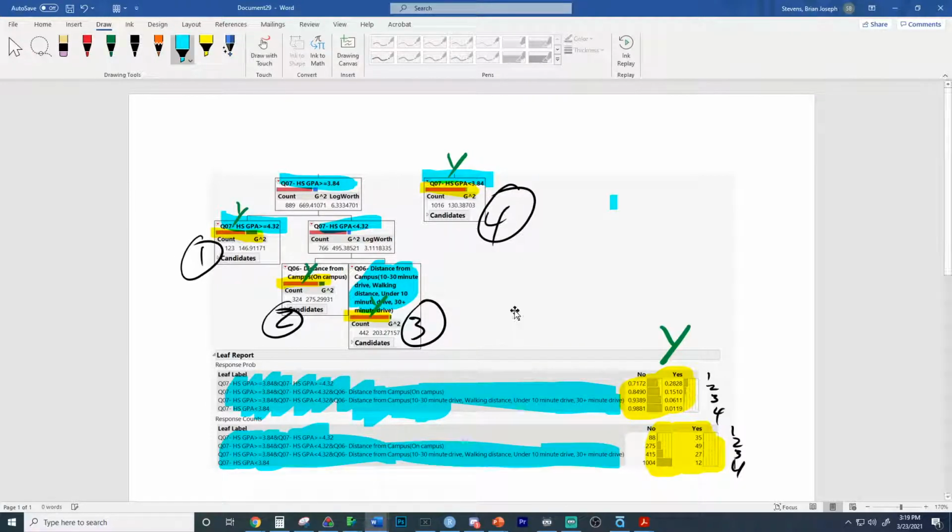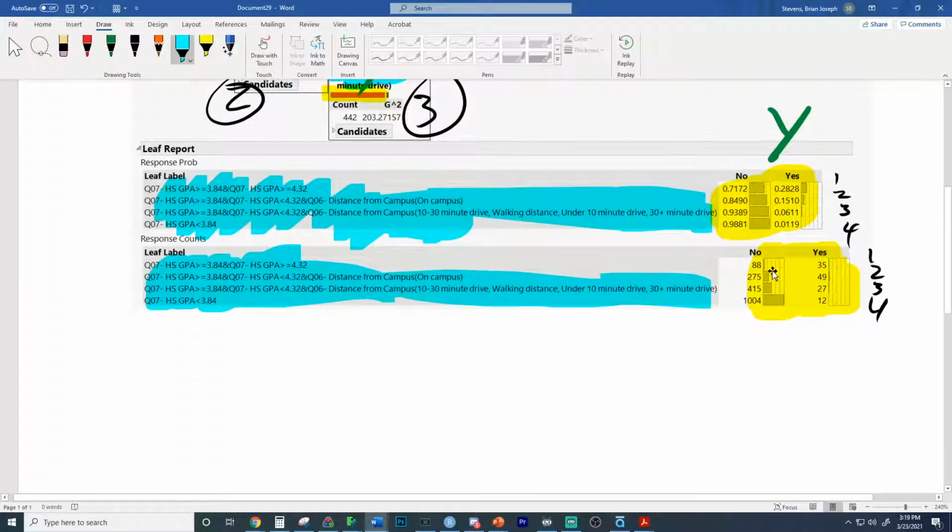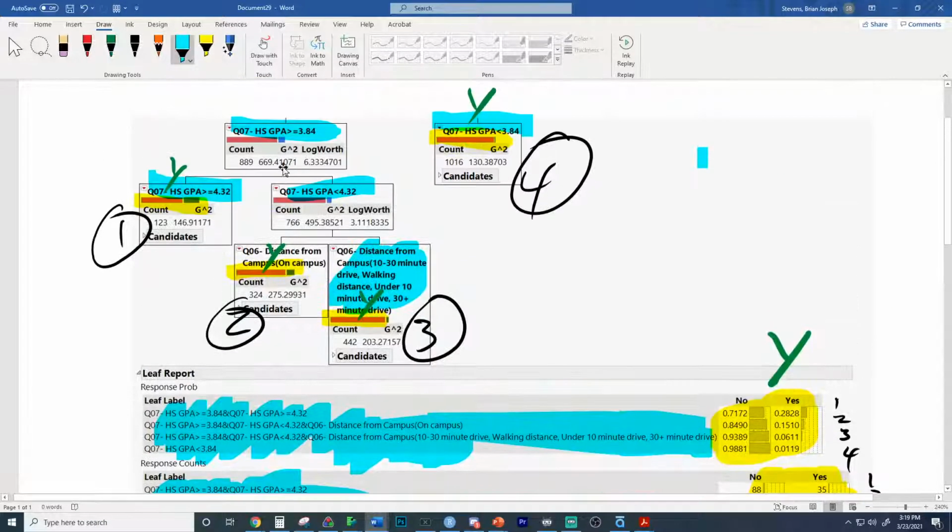Now, if you look at where the majority of the honors students are at, let's zoom in on this output a little bit, and we can see the largest proportion of honors students are in leaf 1, and these are students who have the following characteristic. They have a GPA greater than or equal to 3.84, and they have a GPA greater than or equal to 4.32. So these are the really high GPA students, and it makes sense that the majority of them are honors.